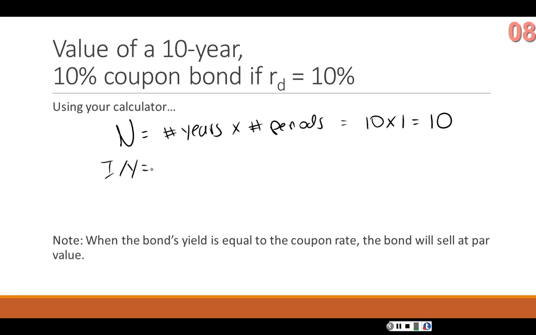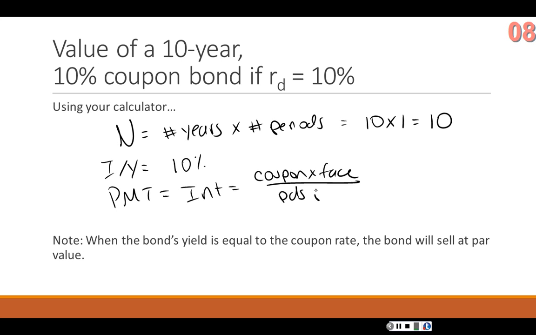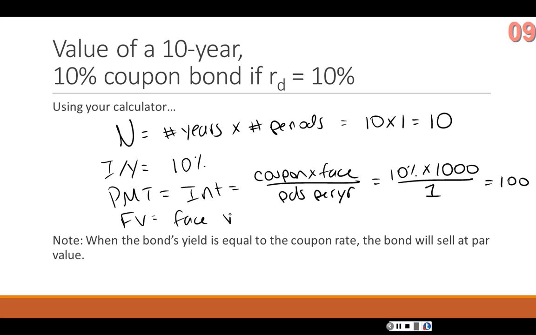I/Y is equal to our required return divided by the number of periods per year. So 10%. The payment is equal to the interest payment, and that's equal to the coupon rate times the face value divided by the number of periods per year. So here that's 10% times the $1,000 face value divided by 1 to give you 100. And the future value is equal to the face value, or the value at maturity, or the par value, however it's worded. And that's $1,000.